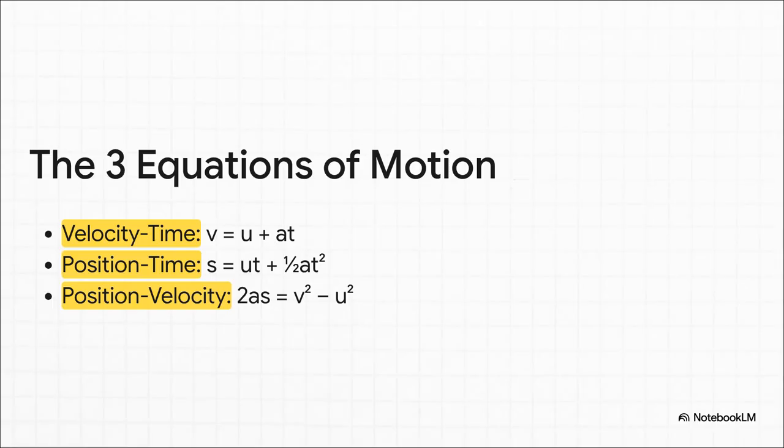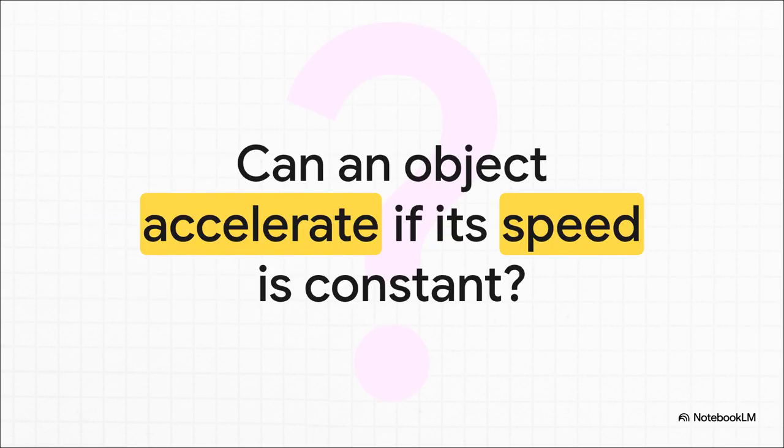For any object that's moving with a constant acceleration, these three equations are your absolute best friend. Seriously, think of them as a physicist's crystal ball. They connect an object's initial velocity, u, its final velocity, v, its acceleration, a, the time, t, and its displacement, s. With just a couple of these pieces of information, you can predict the future of that object's motion. It's incredibly powerful.